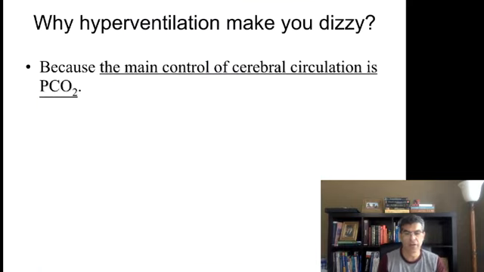Before we take a short break here, I want to talk about something you already should know, and that is, why is it that when you hyperventilate, you're going to get dizzy? The main control of cerebral circulation, we said, is CO2. If the CO2 goes down, as a result, your vessels in the brain are going to constrict. And when the vessels in the brain constrict, that means less blood is going to get to your brain. As a result, you're going to get dizzy.